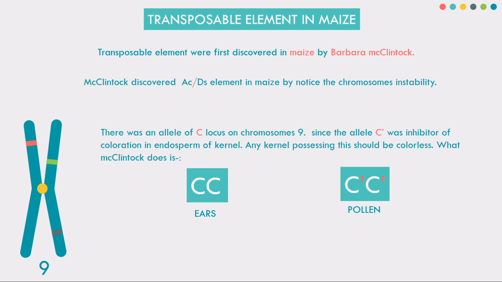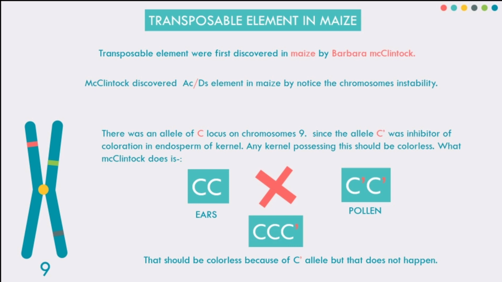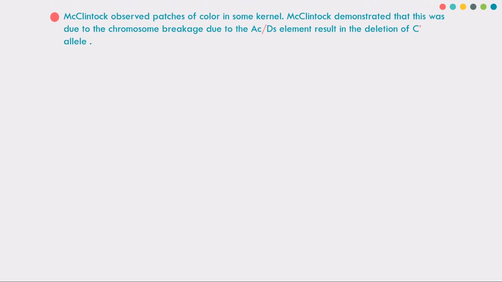What McClintock did was fertilize the CC ears with the C- pollen, and what she got was the CCC- genome in the endosperm of the maize. Due to the presence of C-, it should be colorless, but that doesn't happen. McClintock observed patches of color in some kernels.